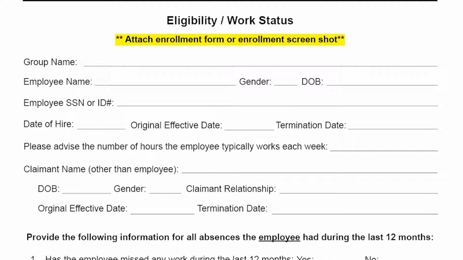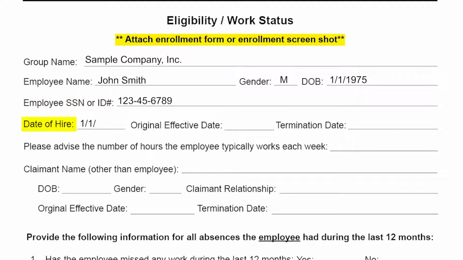You will start by listing the group name. Please print clearly or type the information being requested, as this will be important that it is legible. Some claimant information may be pre-filled, but you will then need to neatly print the employee or dependent specific information, like the gender, date of birth, social security number, etc.